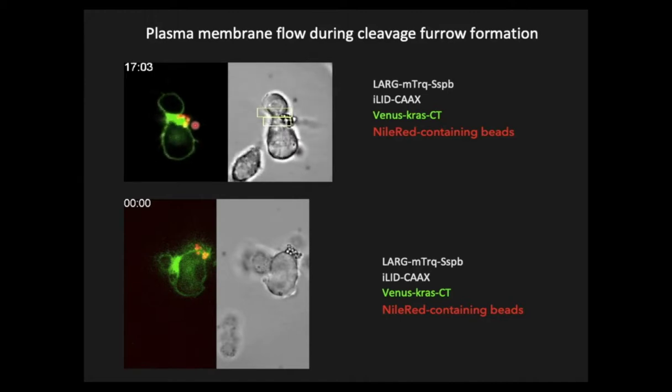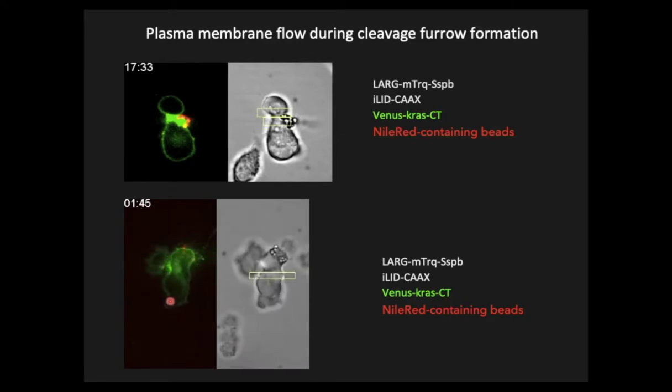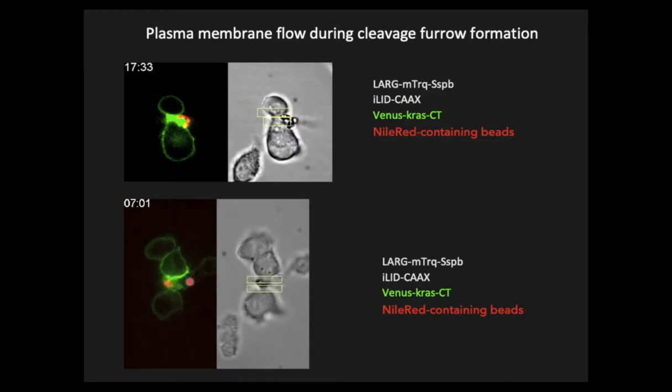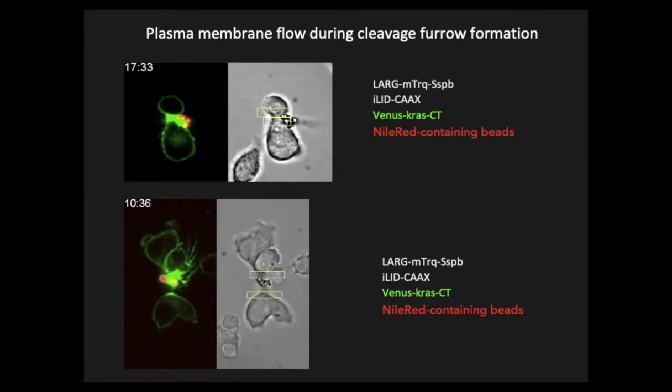Also in the green channel we can see membrane accumulation in the furrow region because of the membrane flow. In the second movie we form an intracellular bridge after furrow formation, and as you will see, we found that the beads don't flow through the bridge. They stay in the back of the daughter cell.